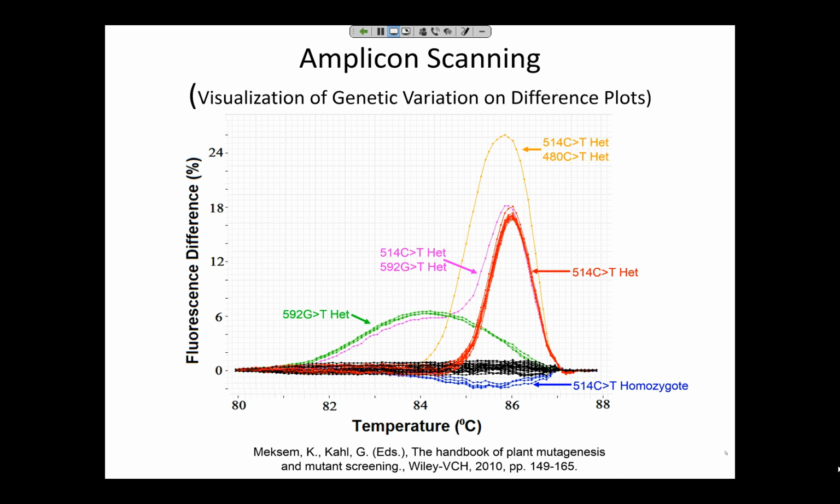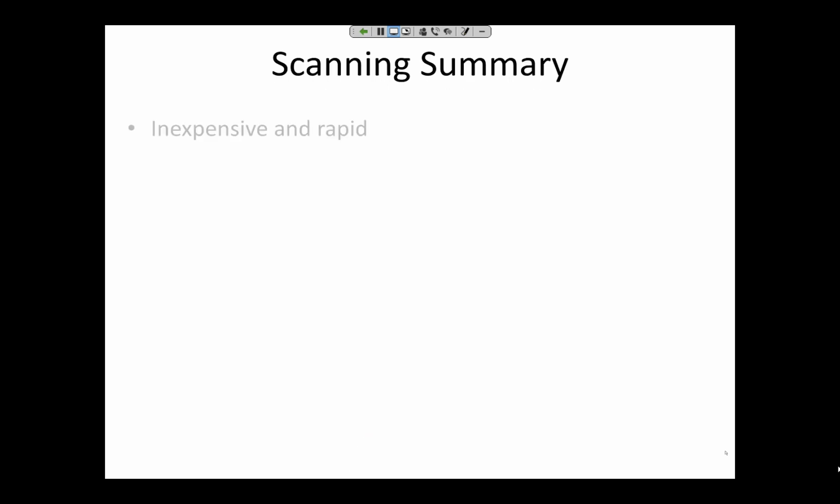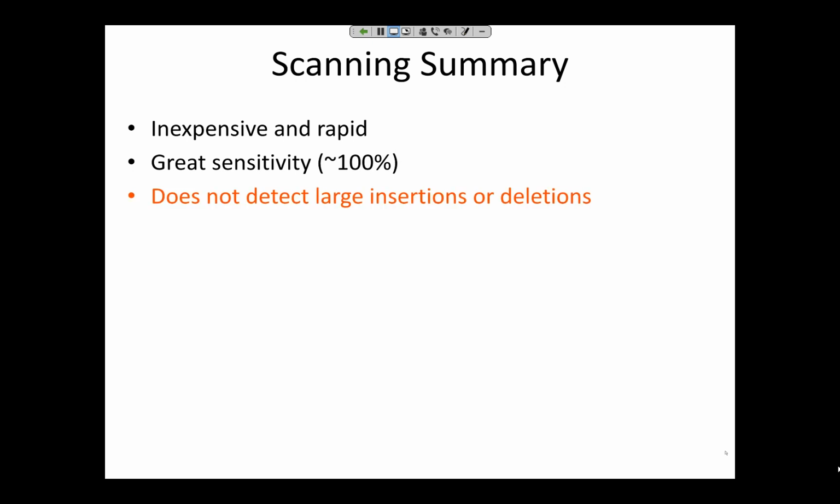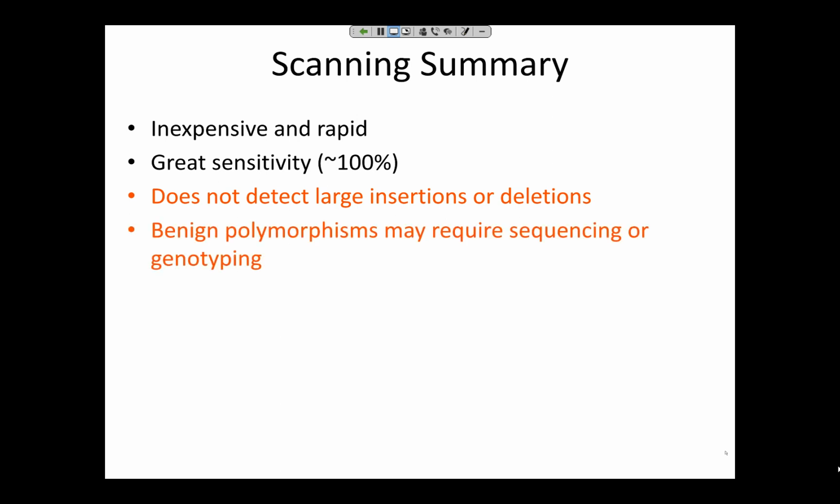So just quickly to summarize the utility of scanning, it is inexpensive and rapid. It picks up essentially all variants better than other scanning techniques. Like any PCR technique, it doesn't detect large insertions or deletions. It can't detect what you don't amplify. And benign polymorphisms may require further analysis. Of course, any variant will be picked up, and you have to distinguish whether it's a significant mutation or whether it's essentially a benign genotype.